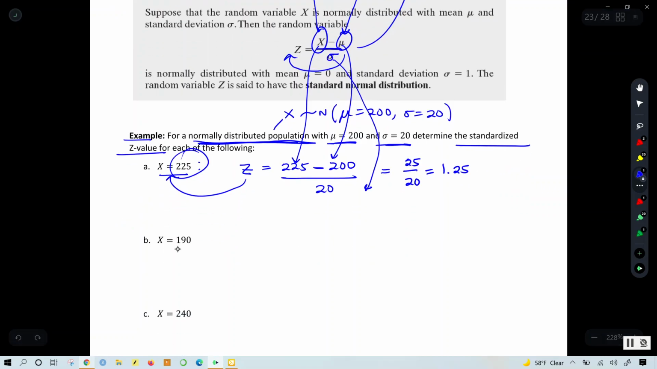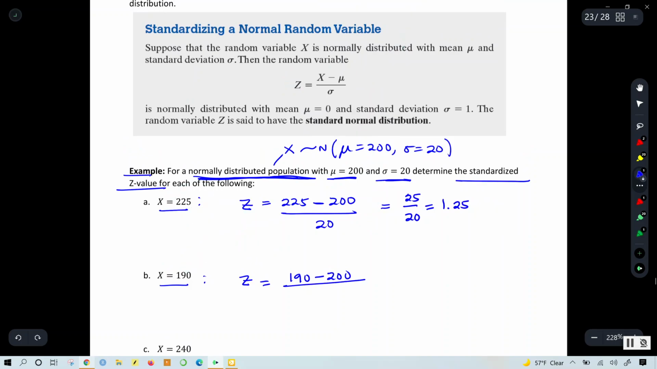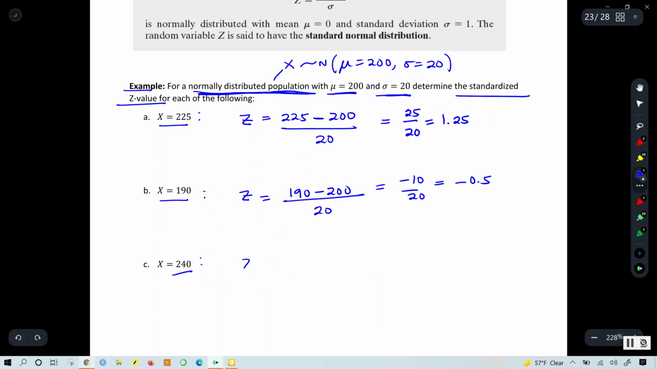Then we have x equals 190. The z value corresponding to this will be 190 minus the same mean that we're given in this question, divided by 20. This will be negative 10 over 20, or negative 0.5. And you have 240. That will be z equals 240 minus 200, which is 40, divided by 20, which is 2.0.